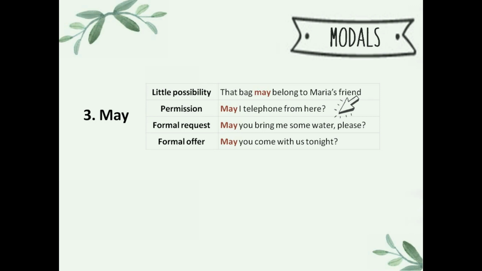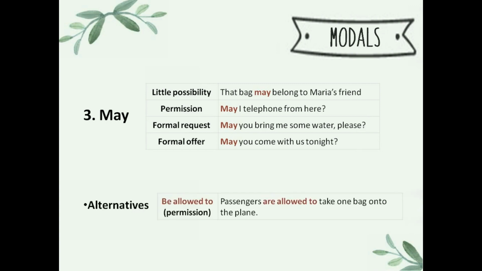Now, the third use of may is formal request, because you have to remember that may is very, very formal. So, look at the example. May you bring me some water, please? And last but not least, we use may as a formal offer. May you come with us tonight? And the alternative here is be allowed to. So we use this to talk about permission in the present, the past, or the future. So for instance, we could say the passengers are allowed to take one bag onto the plane.